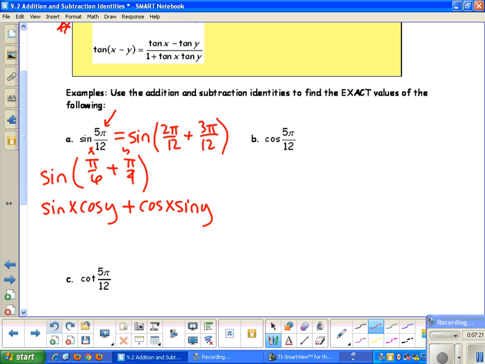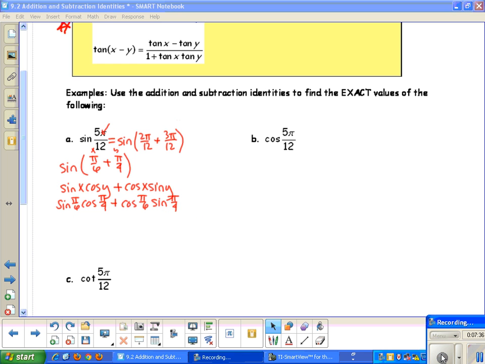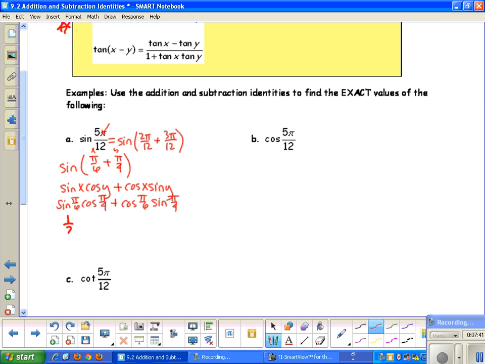So that's what we're doing. The sine of pi over 6 times the cosine of pi over 4 plus the cosine of pi over 6 times the sine of pi over 4. And then I can now use my unit circle. The sine of pi over 6 is 1/2 on my unit circle, times the cosine of pi over 4, which is root 2 over 2, plus the cosine of pi over 6, which is root 3 over 2, and the sine of pi over 4 is root 2 over 2, because those are in quadrant 1.